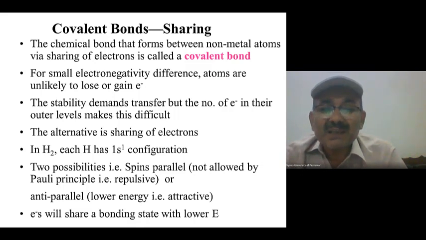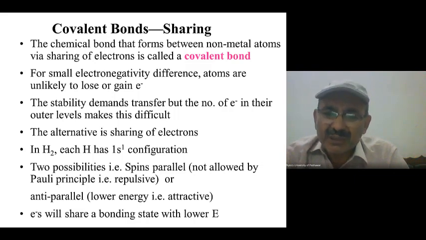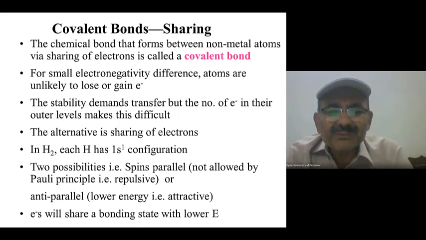The stability demands transfer, but the number of electrons in their outer levels makes this difficult. And the only alternative left with them is sharing of electrons. For example, each hydrogen has a 1s1 electronic configuration. Here, this is a hydrogen molecule, and each hydrogen has a +1 charge. Two possibilities are there: parallel spin, not allowed by the Pauli exclusion principle and repulsive, or anti-parallel spin, lower energy and attractive.